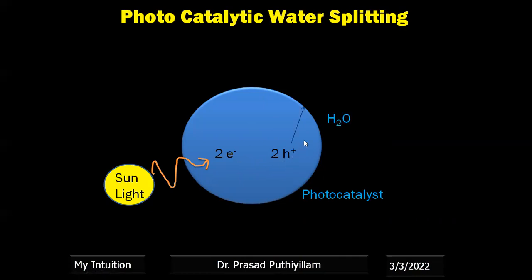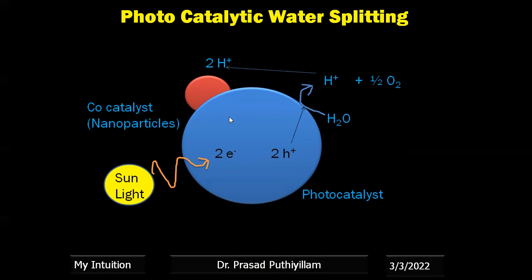Now these holes can combine with the water molecule to produce H plus ions as well as oxygen generation. So this is the formation of oxygen in a photo system. Now this hydrogen ion produced can react with the electrons, not in the photocatalyst itself. It needs a co-catalyst, another catalyst supported near to that photocatalyst, or in combination with the photocatalyst. We call it co-catalyst. Usually nanoparticles are used as a co-catalyst, in which the H plus ions formed in the photocatalyst will combine with the electrons. The electrons will move near the co-catalyst. There it will be converted.